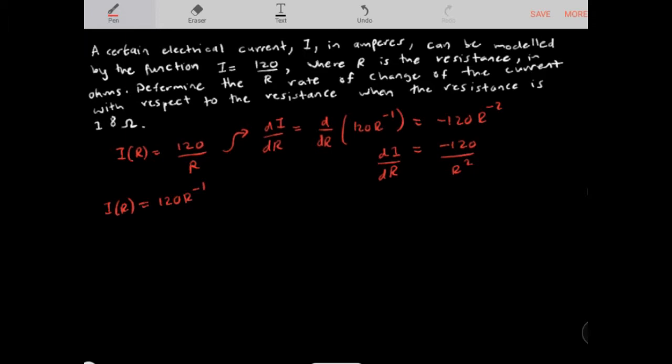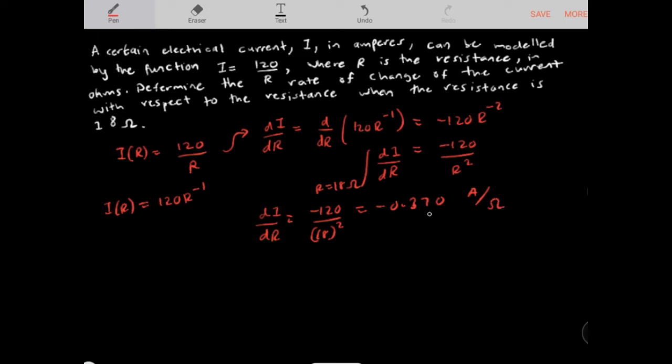Now, what you want to figure out is when the resistance is 18 ohms. You want to find the rate of change of current when the resistance is 18 ohms. To do that, I'm going to plug in R is equal to 18. So dI over dR is equal to negative 120 over 18 squared, and that's going to give us negative 0.370. So this is basically going to be amperes per ohm.